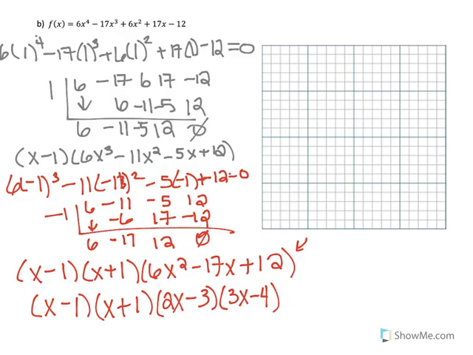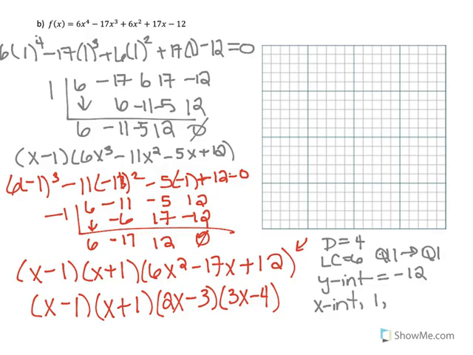Okay, so now that we have all of that information, we'll just quickly go over here. Our degree is 4. Our shape then is quartic. Our leading coefficient is 6, which means it goes from quadrant 2 to quadrant 1. Our y-intercept is negative 12, and our x-intercepts are 1, 1, negative 1, 3/2, and 4/3. So let's sketch that.